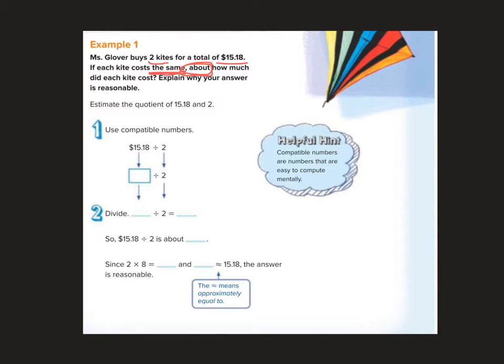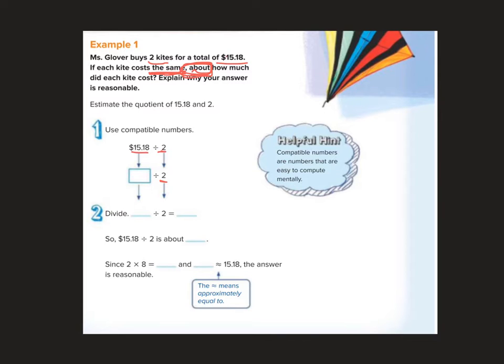So I'm going to use compatible numbers because it says about. And when we're doing dividing and multiplying, we want to use numbers that are easy to work with. So if I'm doing $15.18 divided by 2, now I like working with 2, so I'm going to keep 2 the same.